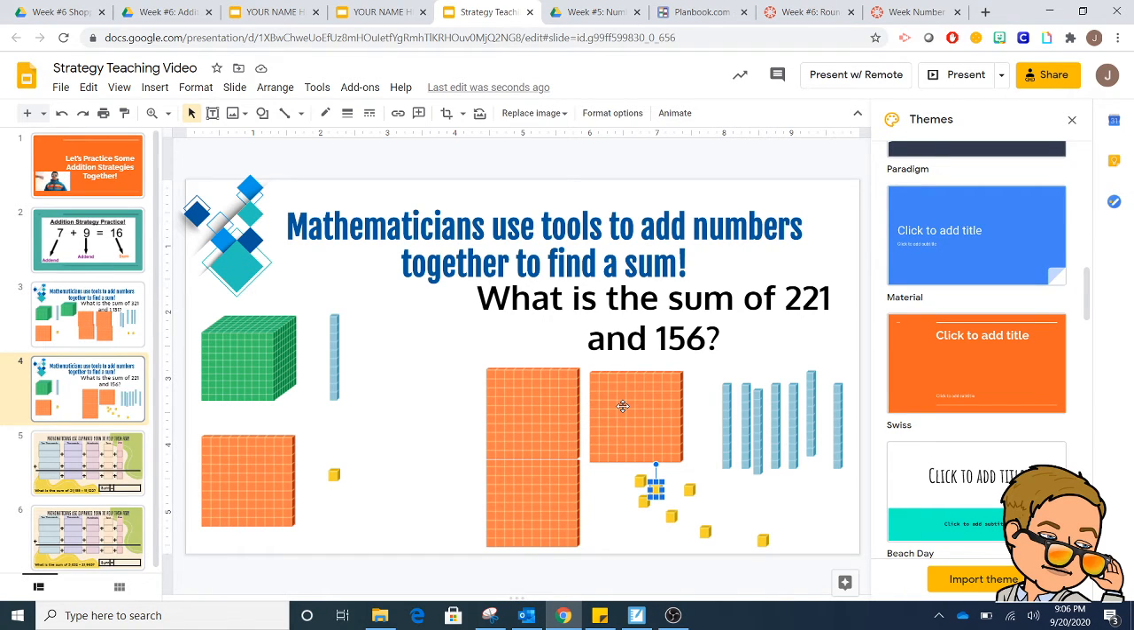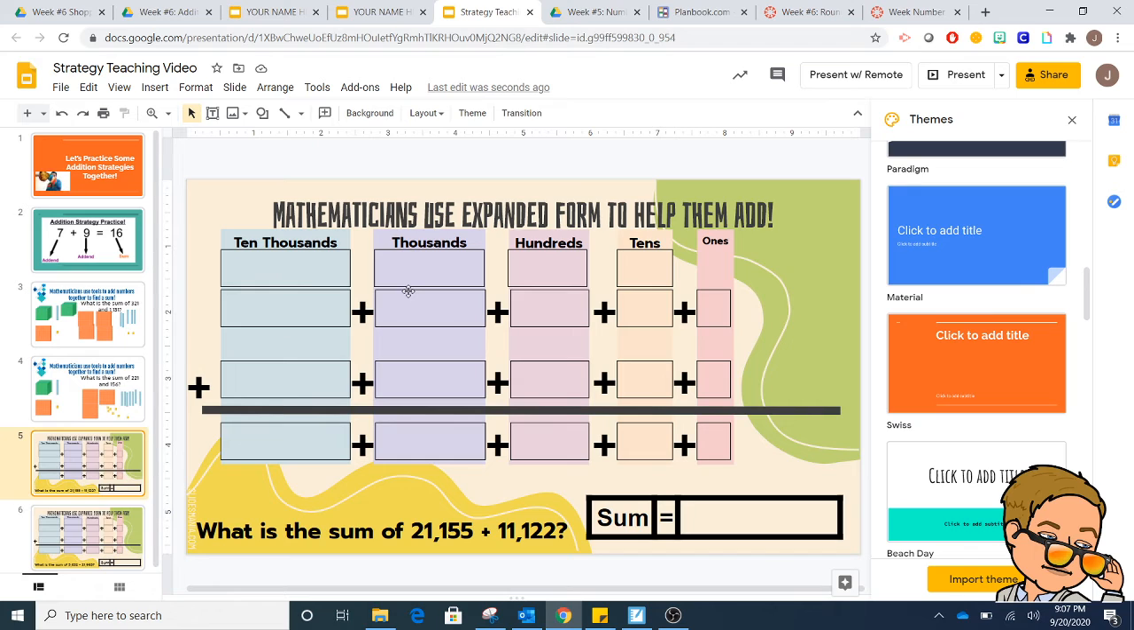For the second strategy, we're going to try something a little different. This is called using expanded form to help you add together 2 addends. So here's a chart that you can use for that. Down here are the numbers we're adding together. 21,155 and 11,122. So I'm going to first take the first addend and put it into expanded form.